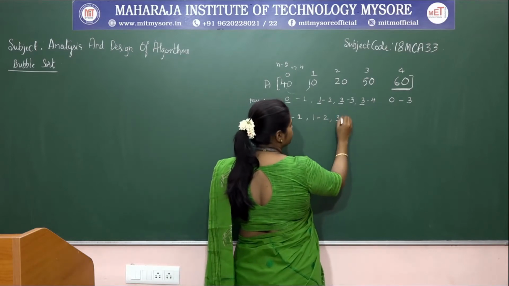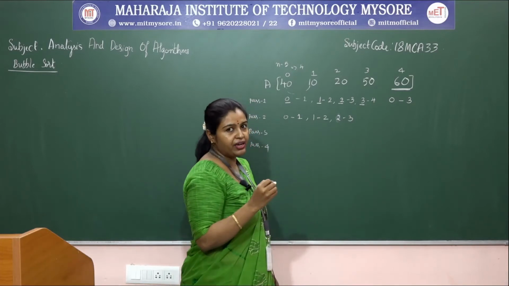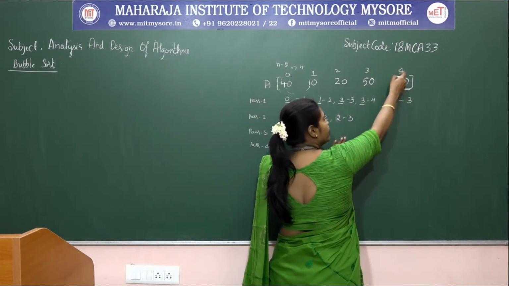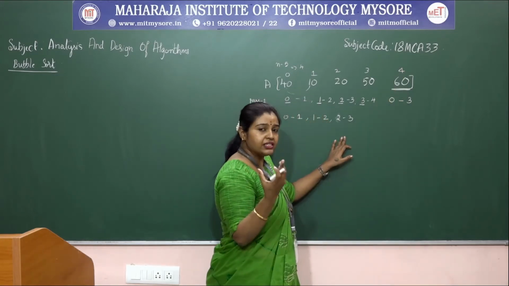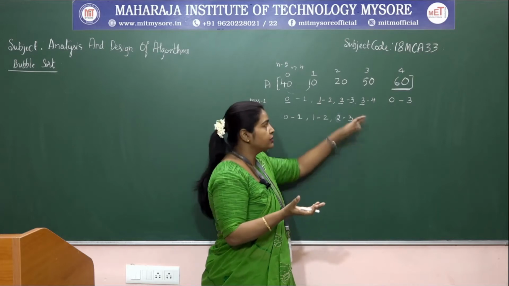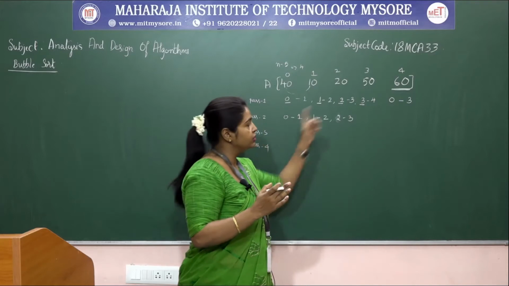The first position element and the second position element will be compared. Next, the second position element and the third position element will be compared, but the third position and the fourth position are not going to be compared. Why? Because the first biggest element is already saved at the last, at the bottom. So no need to worry about that one.